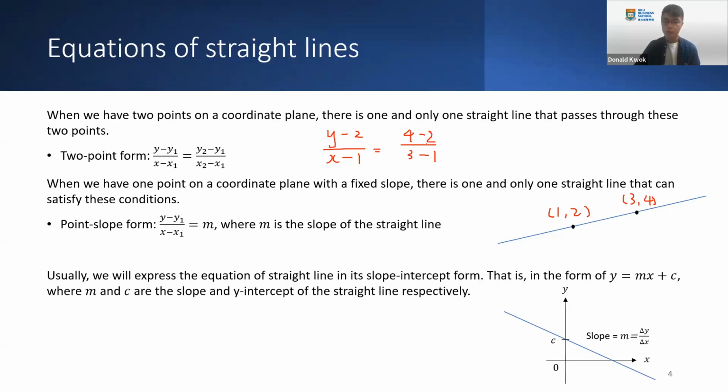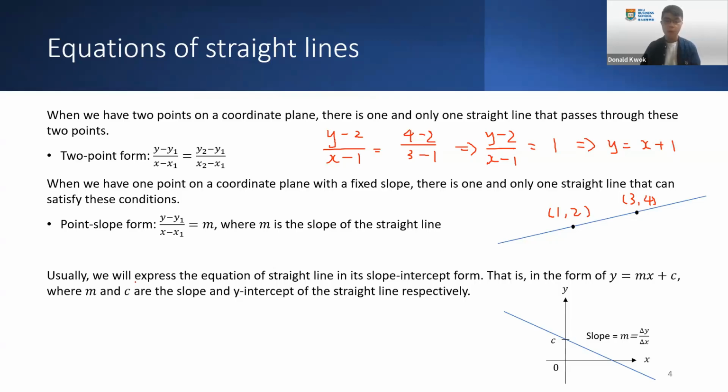We can further rearrange this expression. So this is how we can derive the equation of a straight line when 2 points are given.